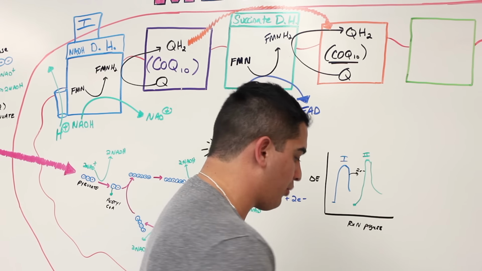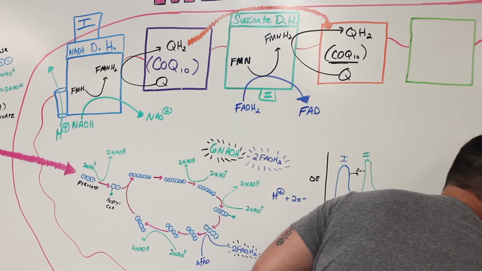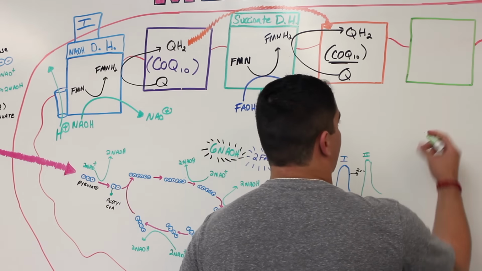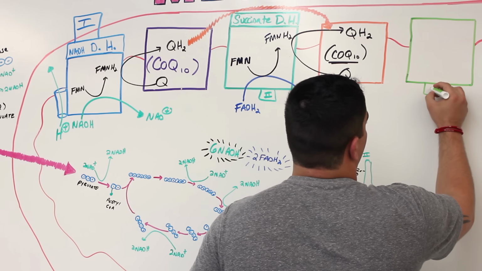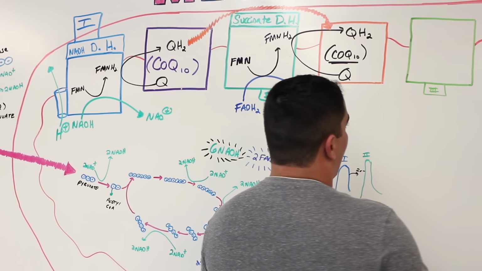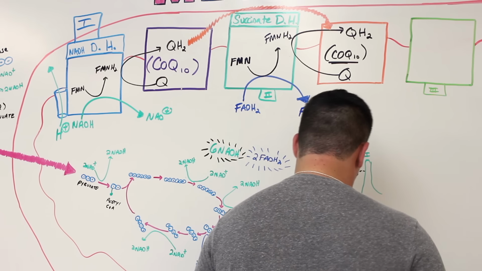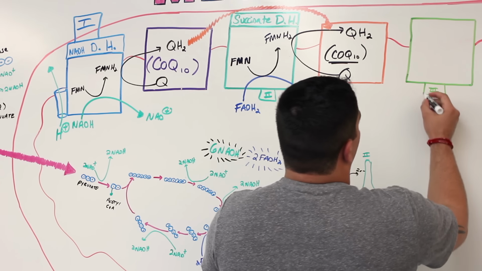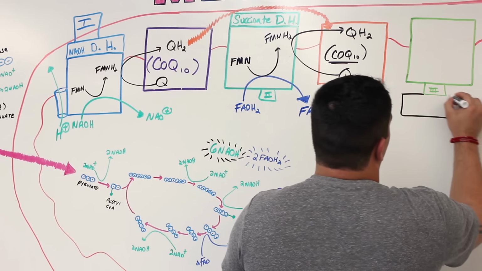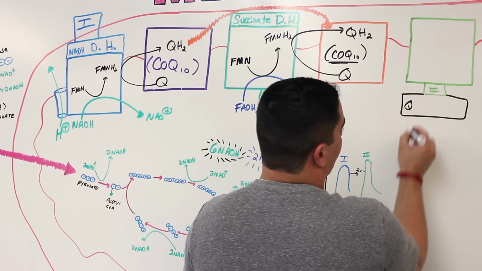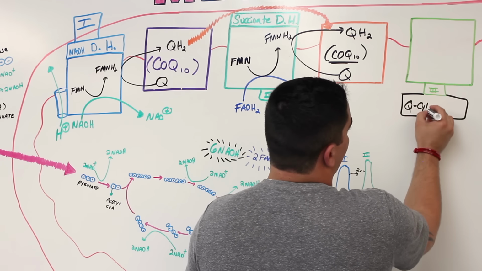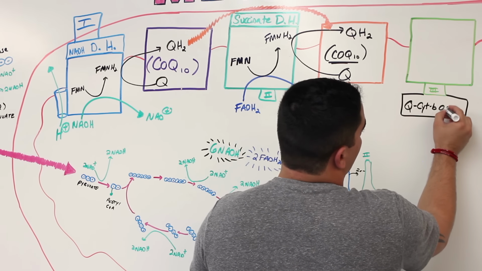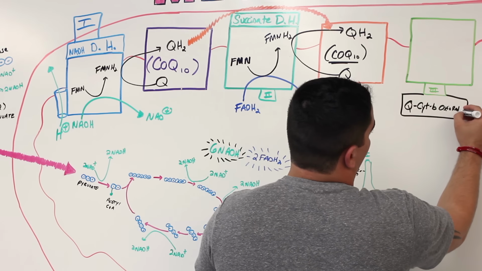This is complex 3. So now we're going to go into the next one, which is specifically complex 3. But you know they have another name for complex 3? This is complex 3, but they also call complex 3 something else. They also call complex 3 a weird name. It's called coenzyme Q, cytochrome B, oxidative.